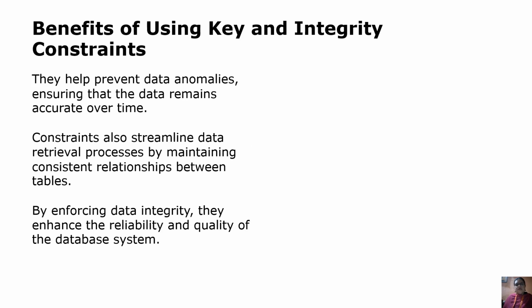Next, we discuss the benefits of using key and integrity constraints. They help prevent data anomalies, ensuring that the data remains accurate over time. Constraints also streamline the data retrieval process by maintaining consistent relationships between tables. By ensuring data integrity, they enhance the reliability and quality of the database system.